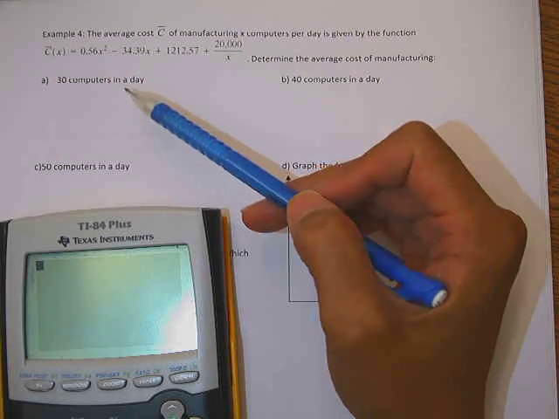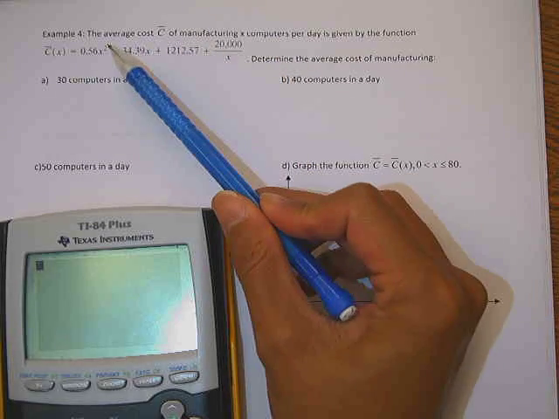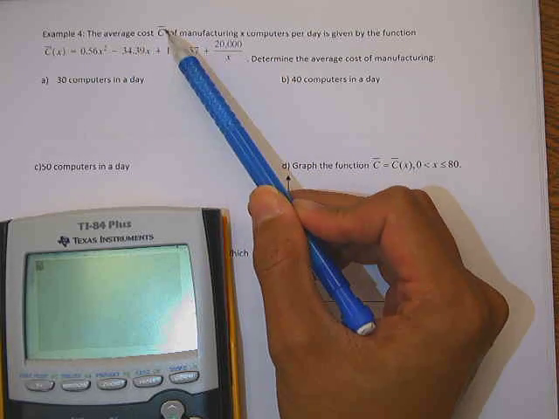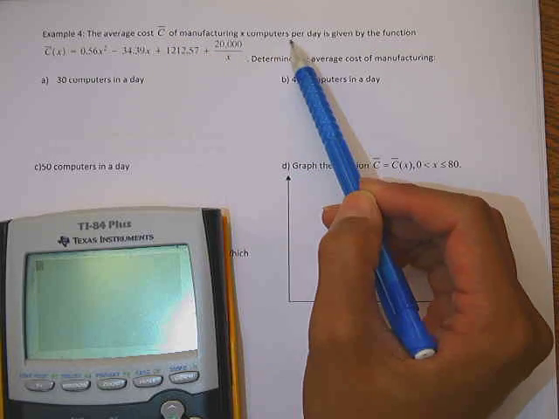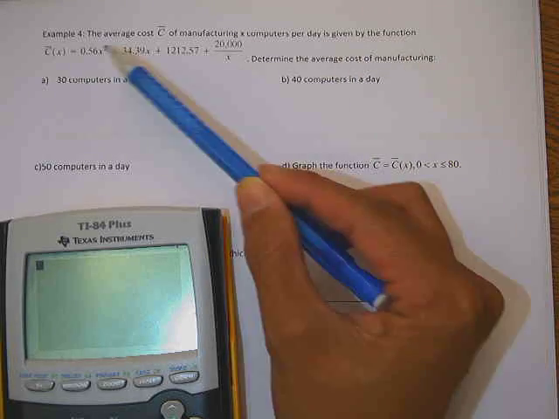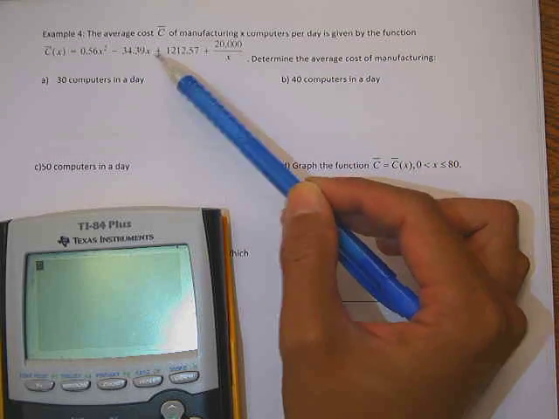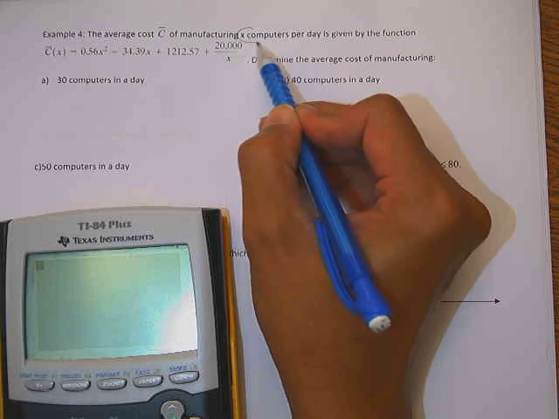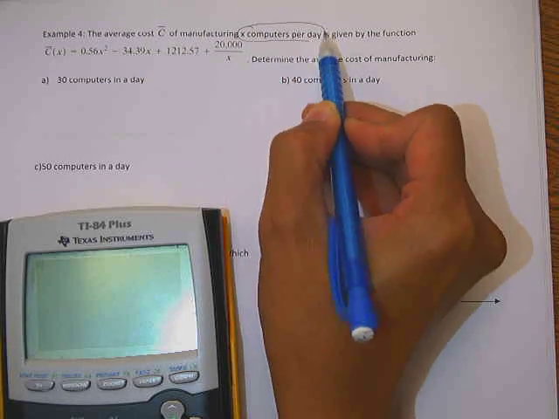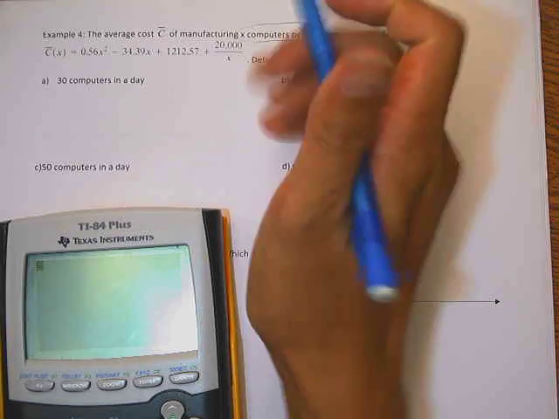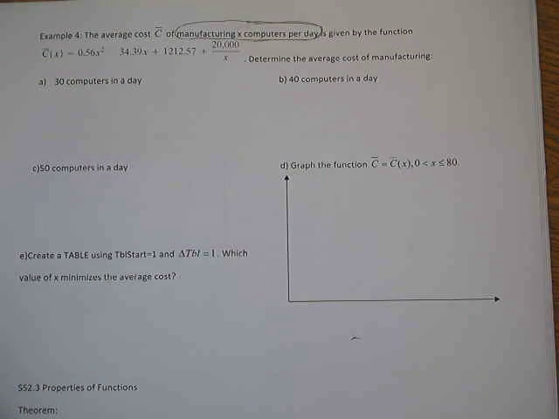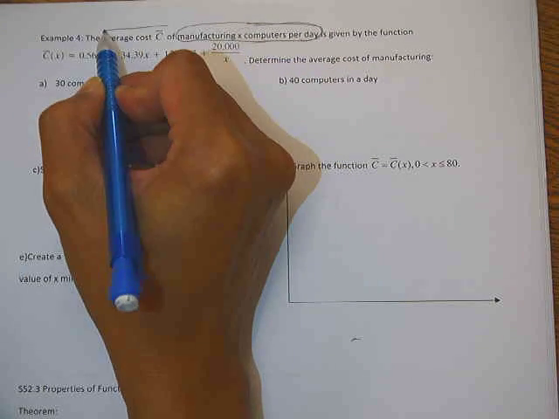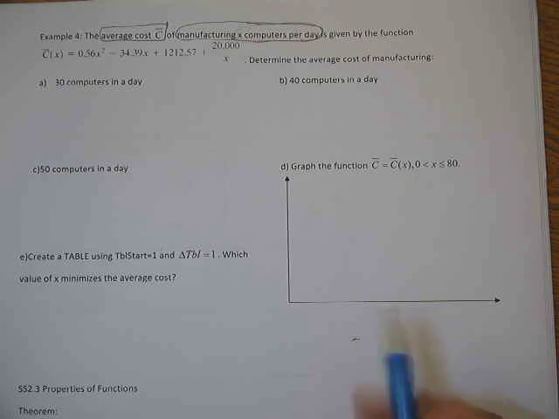Example 4. We're dealing with word problems, so let's carefully read it. The average cost, denoted with the C and a symbol on the top, of manufacturing x number of computers per day is given by a nice function. So x represents the number of computers we're manufacturing per day, and C of x is the average cost. We have to understand what the variables stand for.